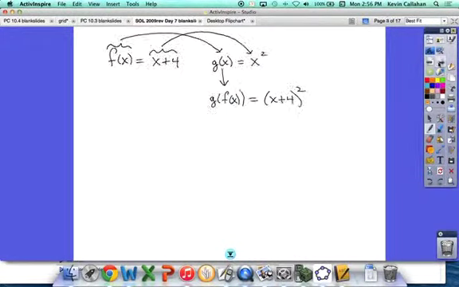Here's 2 actual functions. F of x equals x plus 4, g of x equals x squared. Find g of f of x. That means take what f of x equals here and put it in the place of x there. X plus 4, that's this, squared.